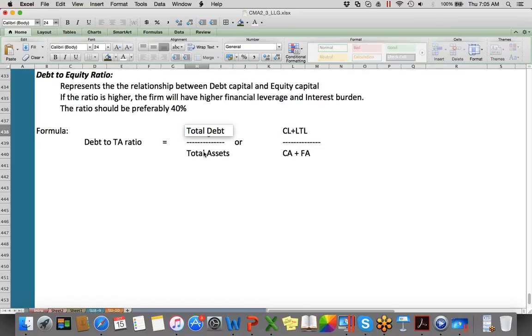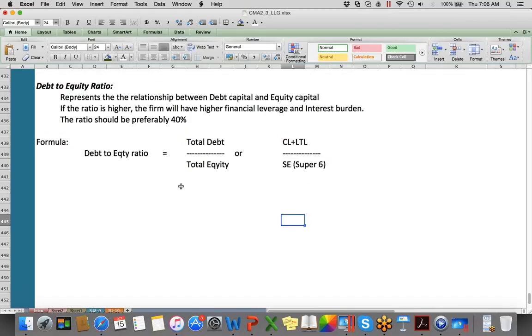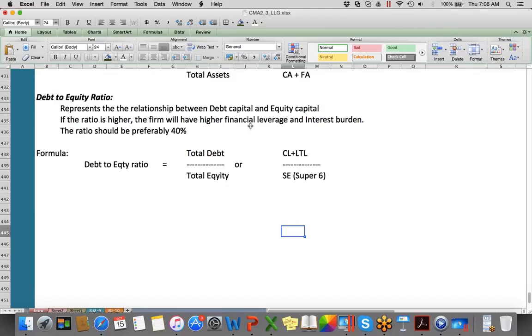So here it is total debt divided by total equity, and the ratio is total debt to equity ratio. Here the denominator is shareholders' equity. Okay, so this is the formula. Preferably it should be around 50%, but 40% is better.